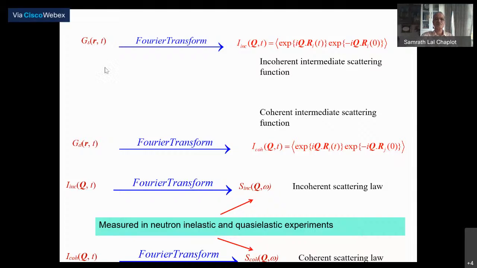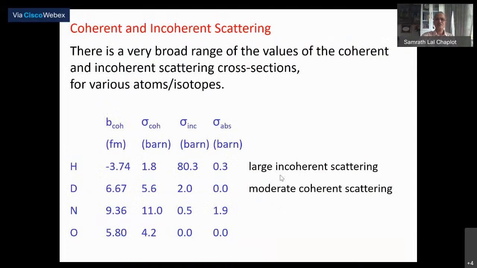The double Fourier transform of the correlation function is the dynamical structure factor, again the incoherent part or the coherent part, and those are observable by neutron. Okay, these are just some numbers about, for example, the coherent cross sections or the scattering length measured in Fermi meter, that is 10 to the minus 15 meters.